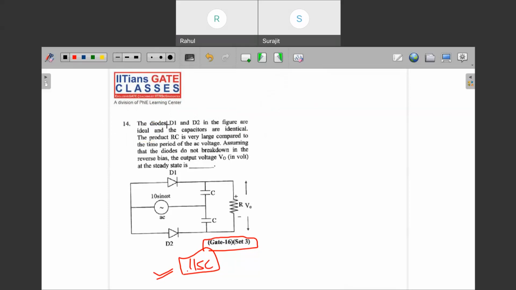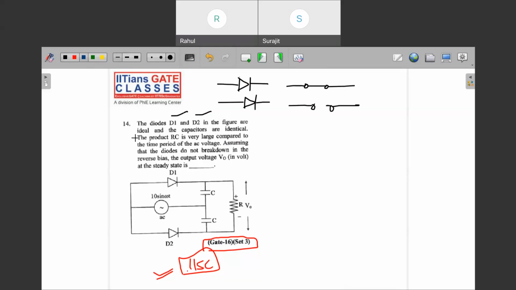So what the question says here is that the diodes D1 and D2 in the figure are ideal, right? Ideal means what? If the diode is conducting, it can be replaced by a short circuit, and if the diode is not conducting, it can be replaced by an open circuit. So remember, this is the meaning of ideal.